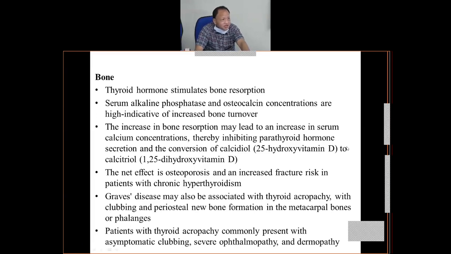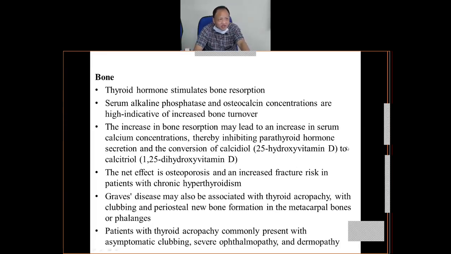Bone. What are the features that you see in bone? Changes in the bones. Thyroid hormone stimulates bone resorption. This is important: it is one reason that we have to treat hyperthyroidism, because it causes bone resorption. When it causes bone resorption, there will be weakness of the bones.